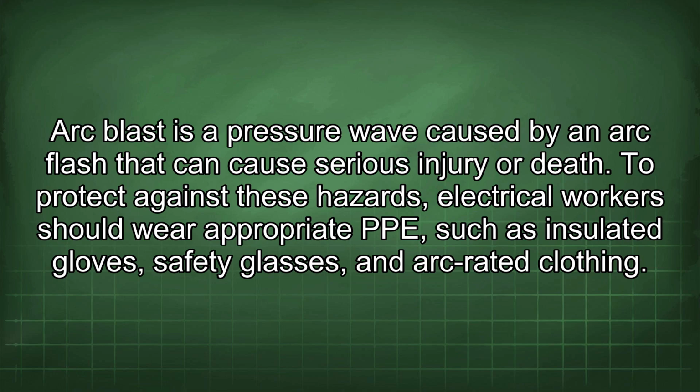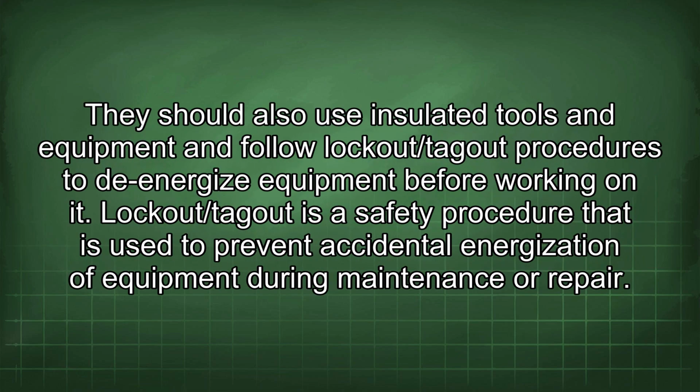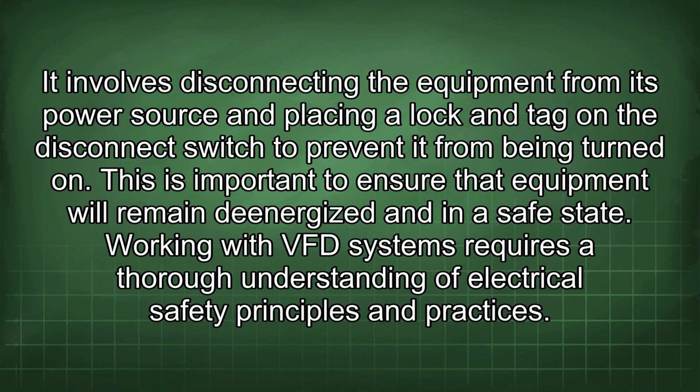To protect against these hazards, electrical workers should wear appropriate PPE such as insulated gloves, safety glasses, and arc-rated clothing. They should also use insulated tools and equipment and follow lockout/tagout procedures to de-energize equipment before working on it. Lockout/tagout is a safety procedure that is used to prevent accidental energization of equipment during maintenance or repair. It involves disconnecting the equipment from its power source and placing a lock and tag on the disconnect switch to prevent it from being turned on. This is important to ensure that the equipment will remain de-energized and in a safe state.